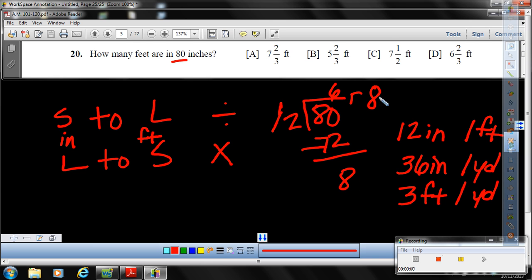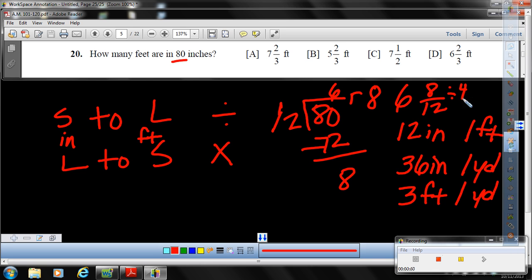Alright, we need to make this into a fraction because none of our answers show a whole number with a remainder. So, to make this into a fraction, we take our 8, and the remainder becomes our numerator. 12 becomes our denominator. And we have 6 and 8/12. But 6 and 8/12 is not represented, so we have to divide and reduce or simplify our fraction.